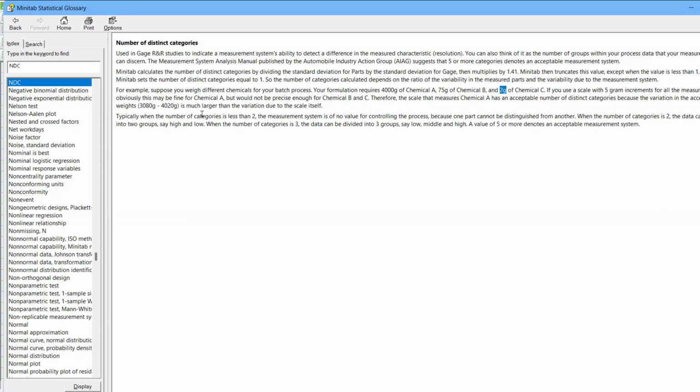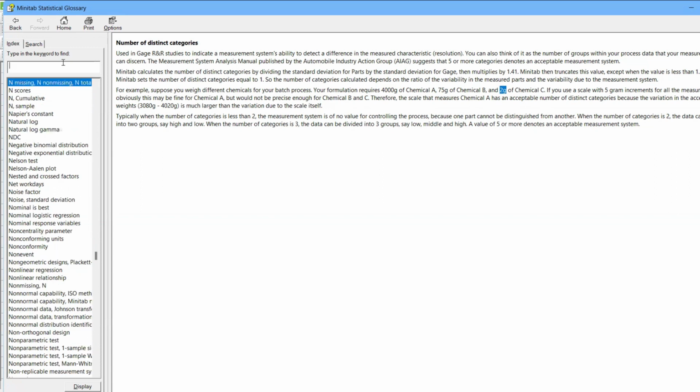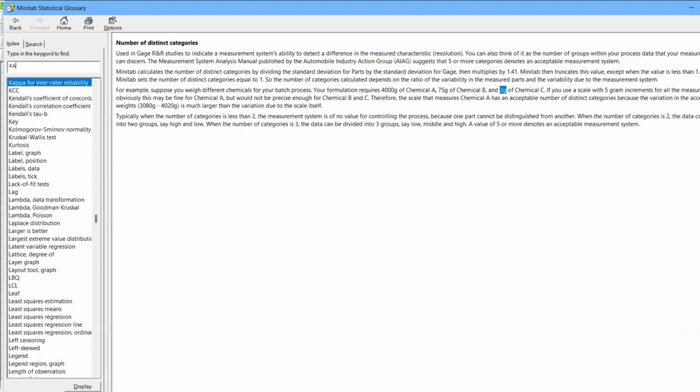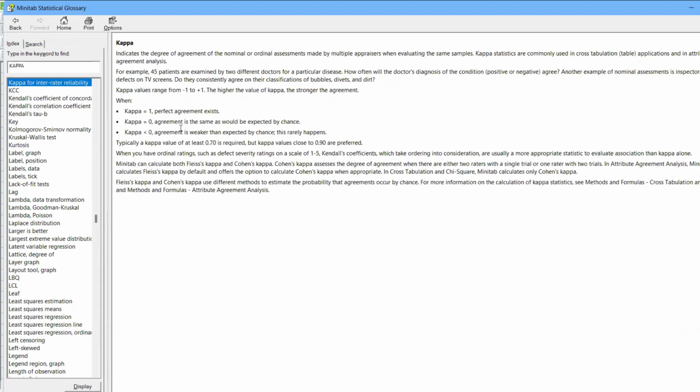So what NDC will do and all that, it has been given very, very beautifully. Let's go to Kappa, right? Kappa is used for attribute agreement analysis in MSA, right? And what is a Kappa study and what do you get? One is perfect agreement. Zero means it is just by chance. Less than zero rarely happens. All that is given, right?